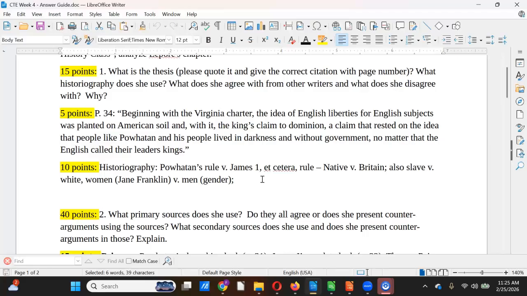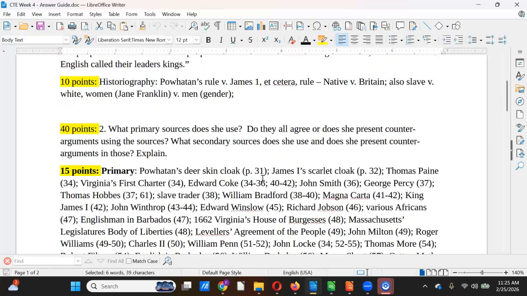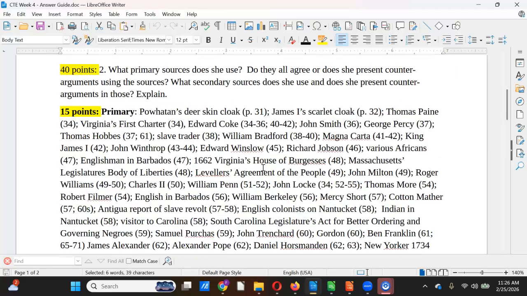So the thesis itself is worth 5 points, and you had to quote it. You couldn't just tell me what it was about. In fact, the instructions explicitly say, what is the thesis? Please quote it and give the correct citation with page number. Okay. So that first section right there is worth 15 points. The next section on the sourcing is worth 40 total points.